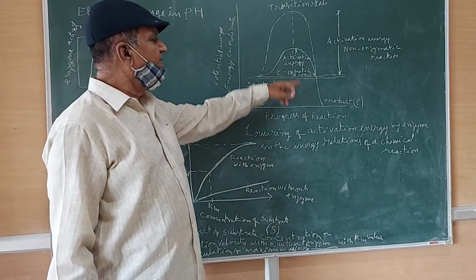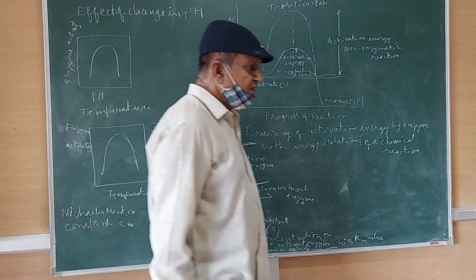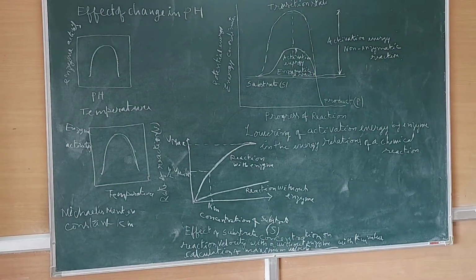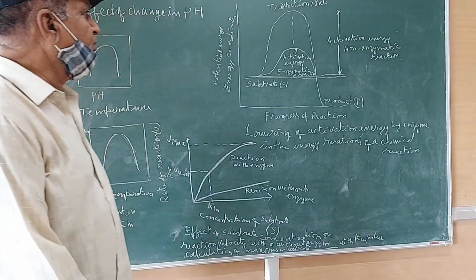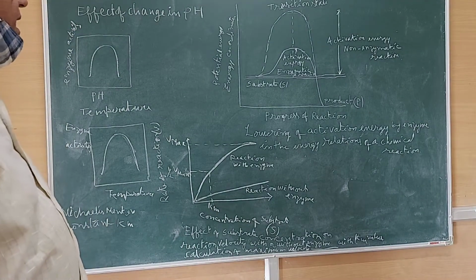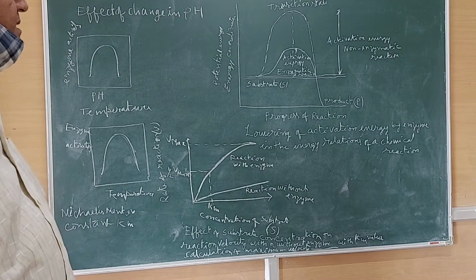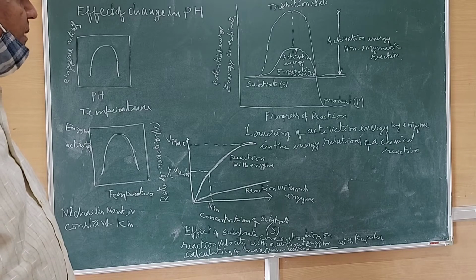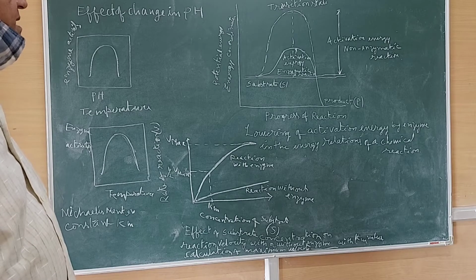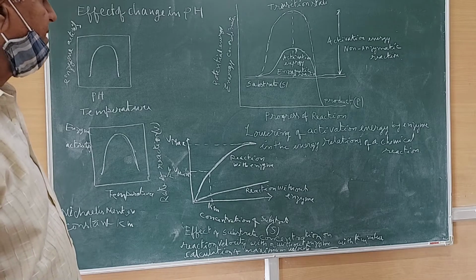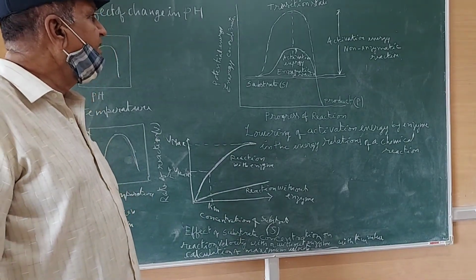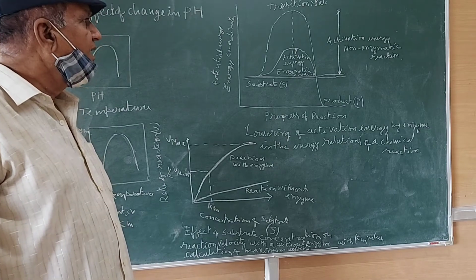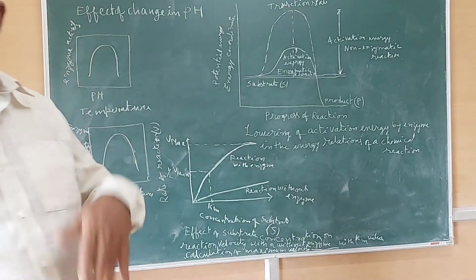In the last class, we studied activation energy, exothermic, endothermic. The amount of energy required for the conversion of substrate into product is called activation energy. In the presence of enzyme, or catalytic action, activation energy is less. But in the absence of enzyme, activation energy is more.